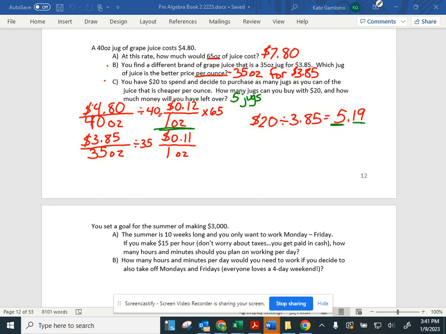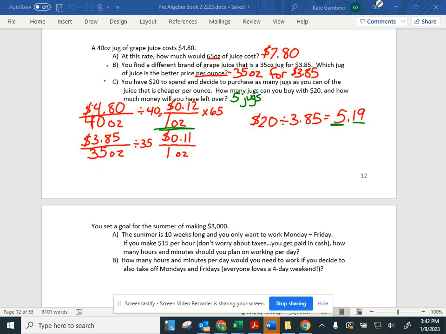So that's not an actual jug. You can't just buy that small little amount of a jug. So I can get 5 whole jugs. Now I need to see how much money I'm going to have left over, because I have enough money to buy 19 hundredths of a jug. What does that translate to in money?